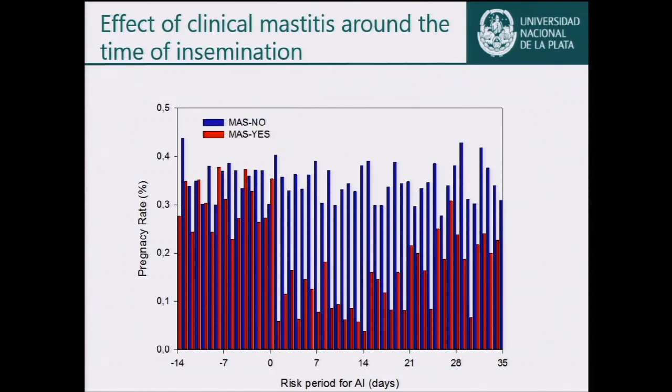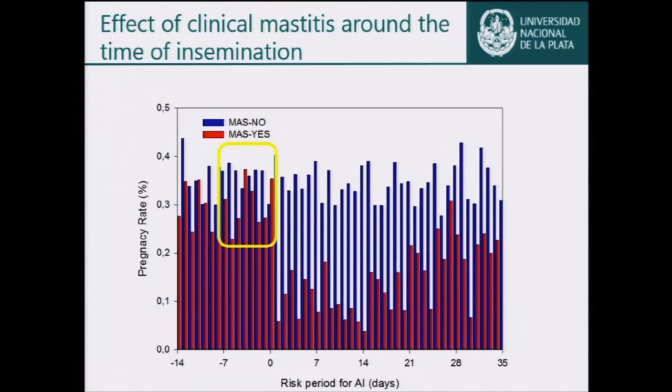And here is the same, just expressed as pregnancy rate per week, where you see the red bars are the cows that have mastitis, and the blue are the cows that were controls and didn't have mastitis. You can see that the cows that didn't have mastitis had a conception rate that was around 30-35% during the study period, compared to the cows that have clinical mastitis, that the first week were pretty much the same.